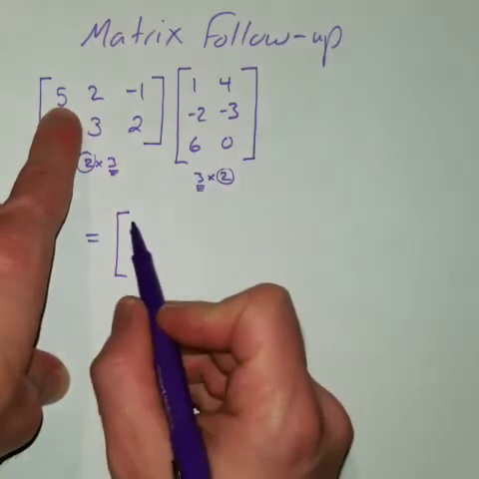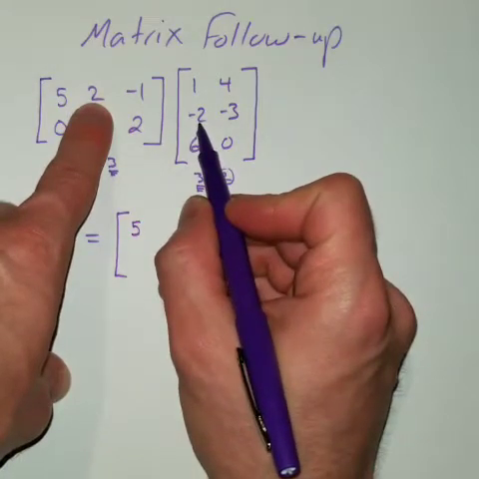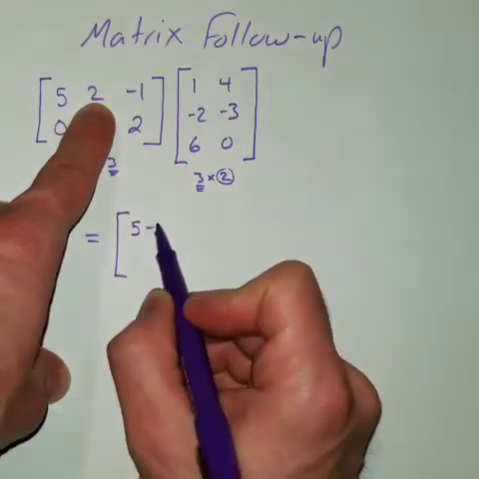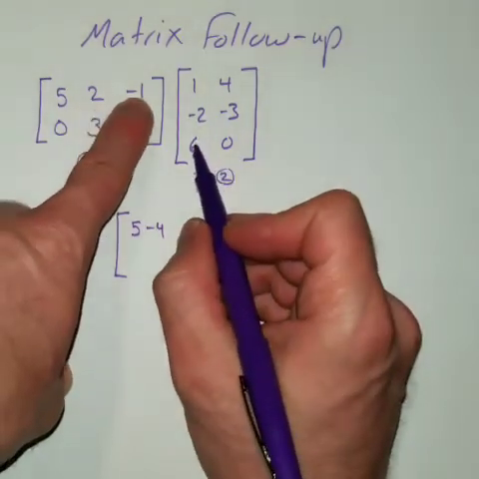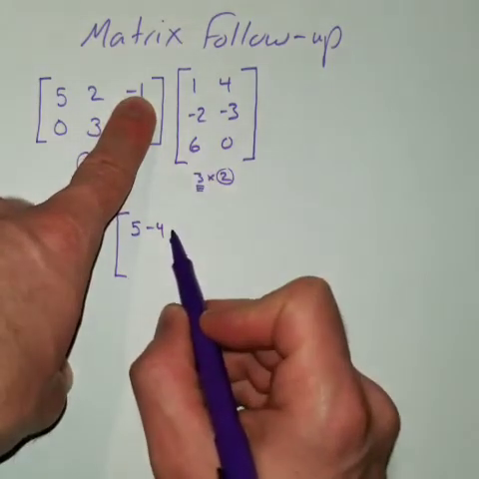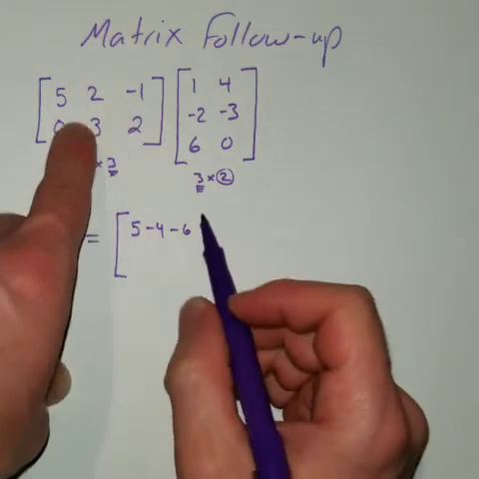We took the first entry times the first entry. 5 times 1 is 5. Then we did second times the second, right? Row times column. So we got 2 and negative 2. That makes a minus 4. And then we do the third times the third. So negative 1 times 6 would be a minus 6. And all those things get added together.